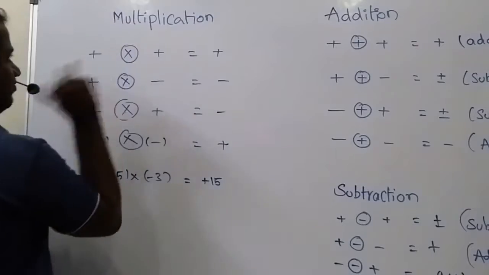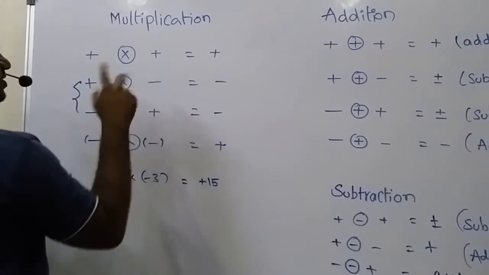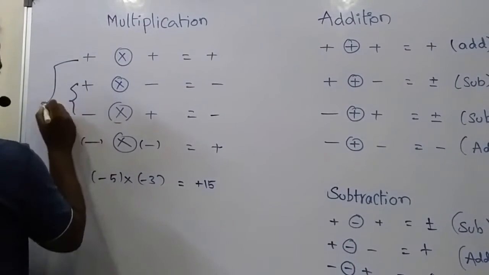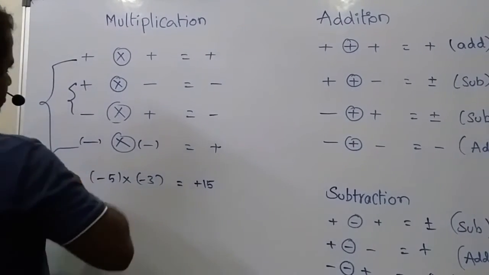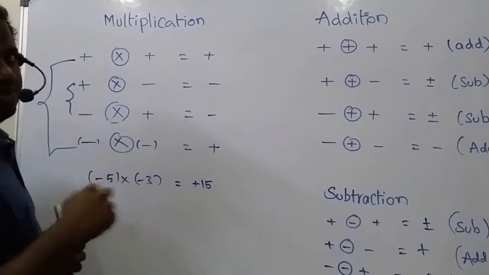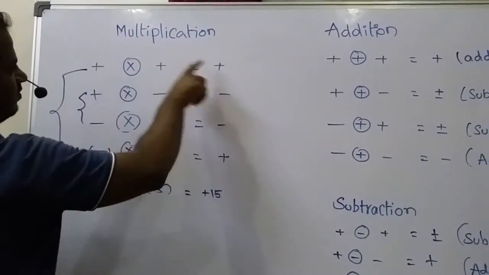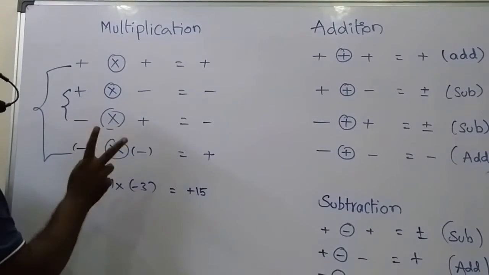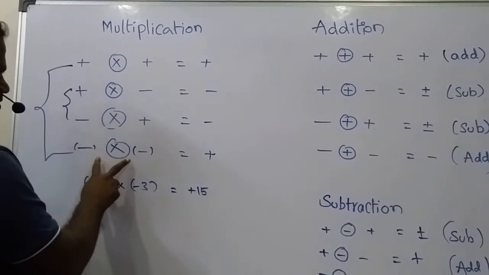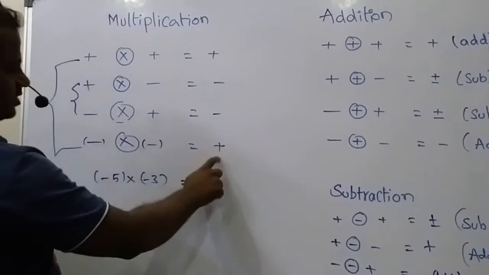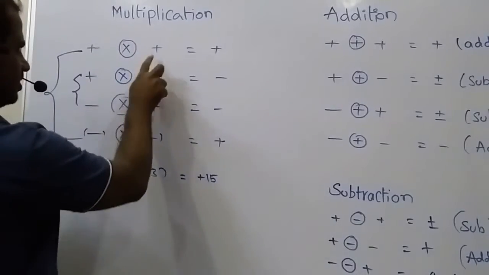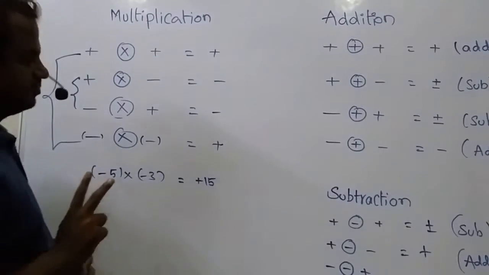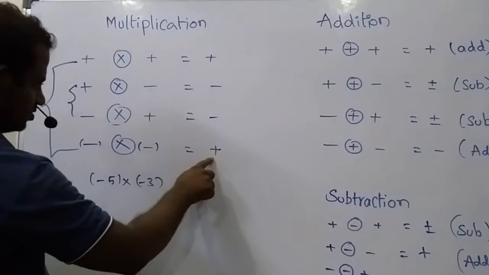If we multiply two numbers of the same type, either both positive or both negative, what can we say? If we are multiplying two positive numbers, we get a positive multiplication result. If we are multiplying two negative numbers, the multiplication result will also be positive.